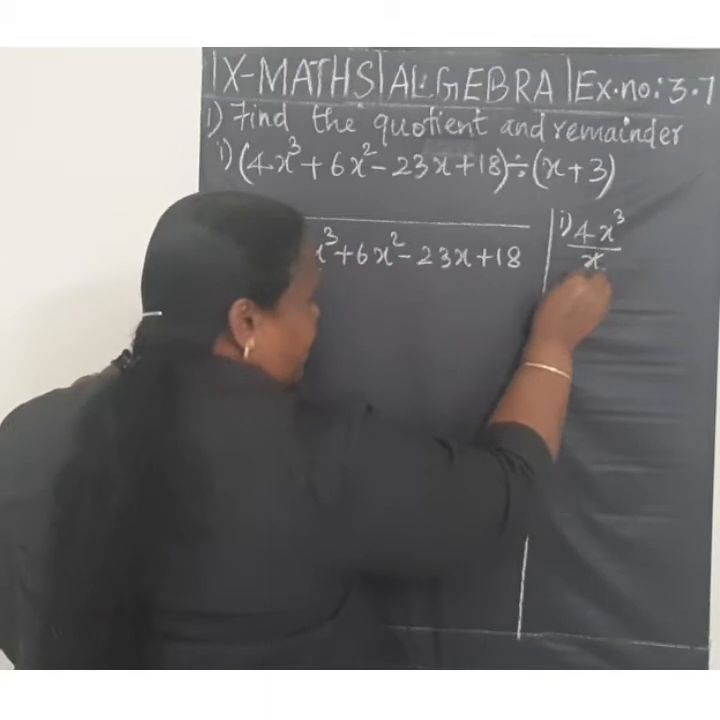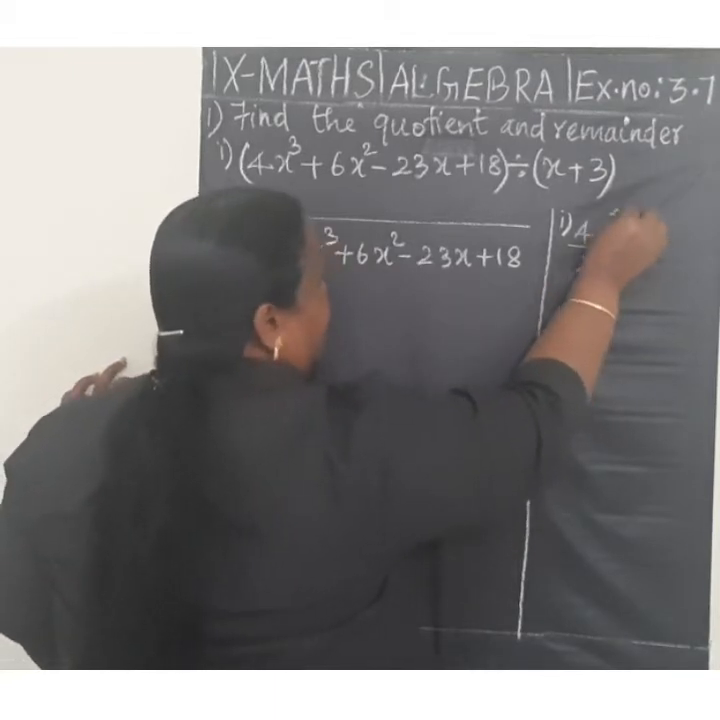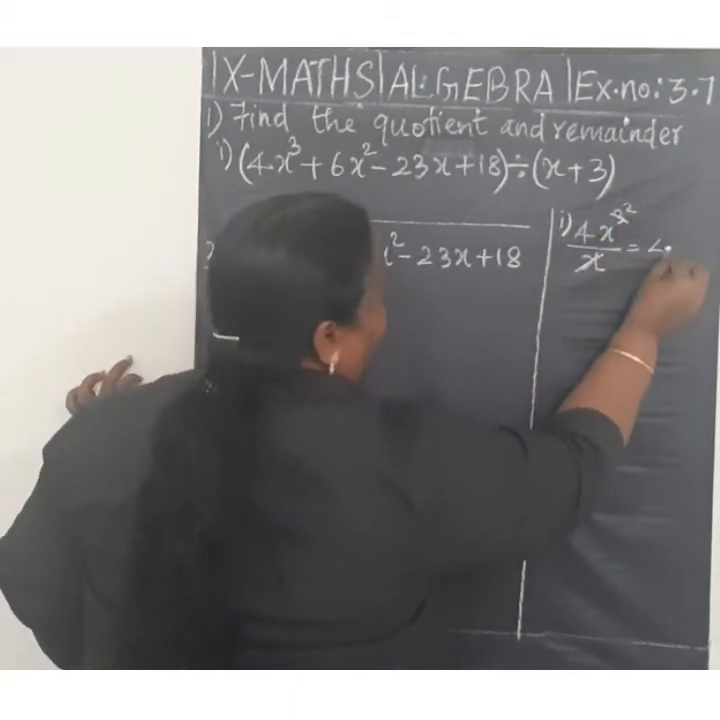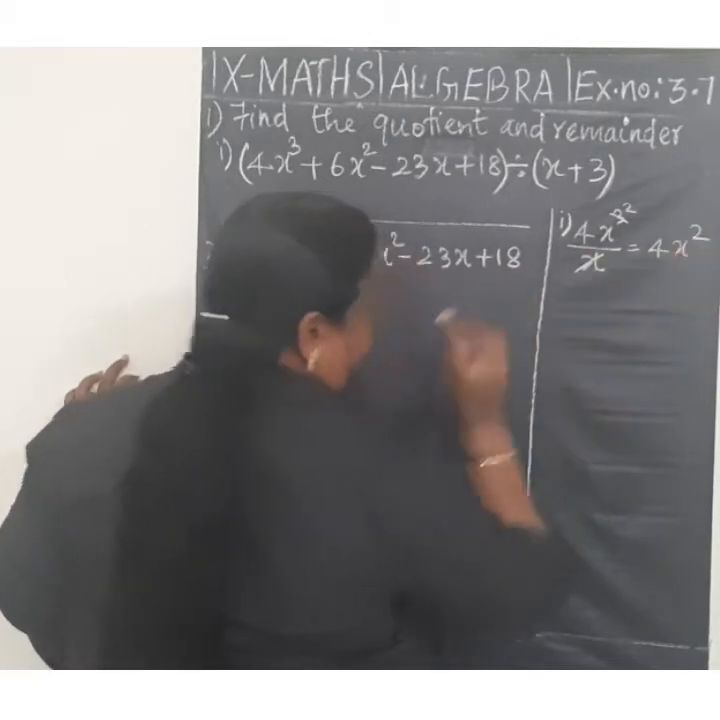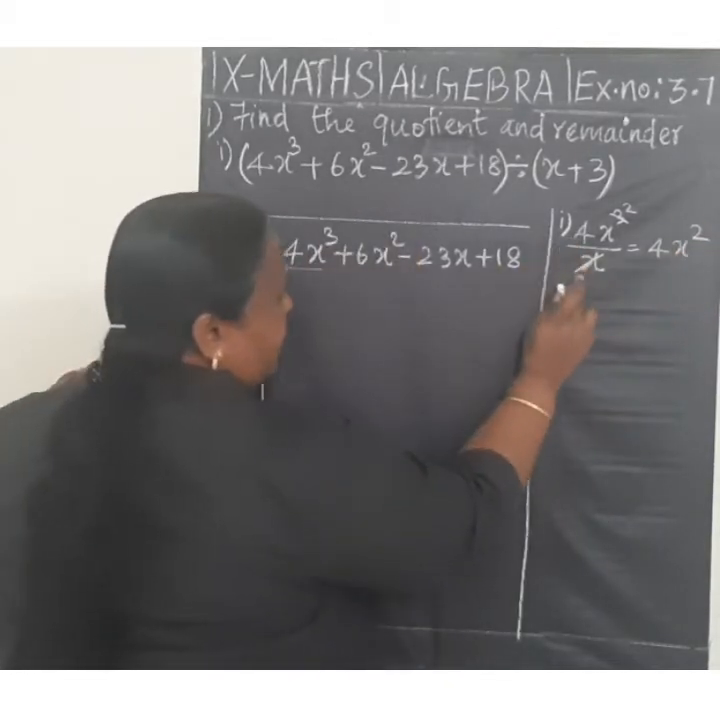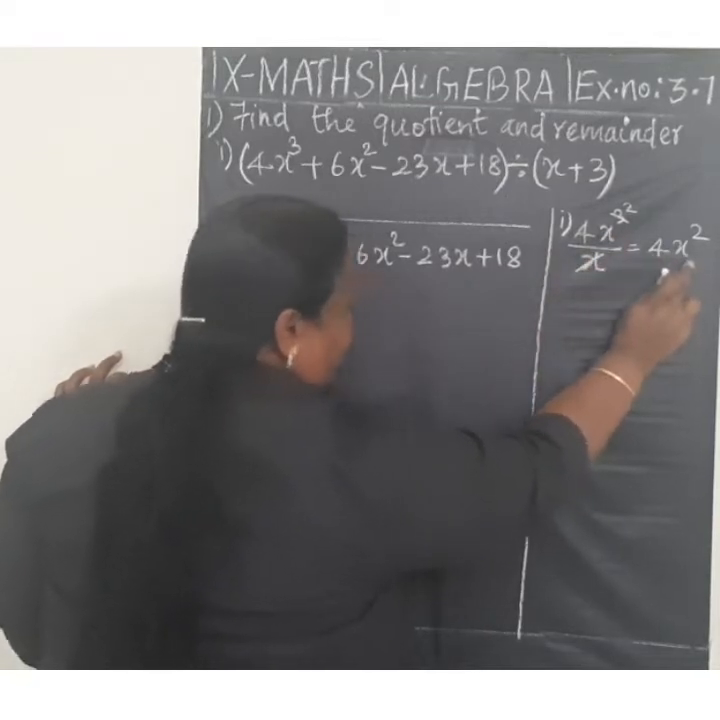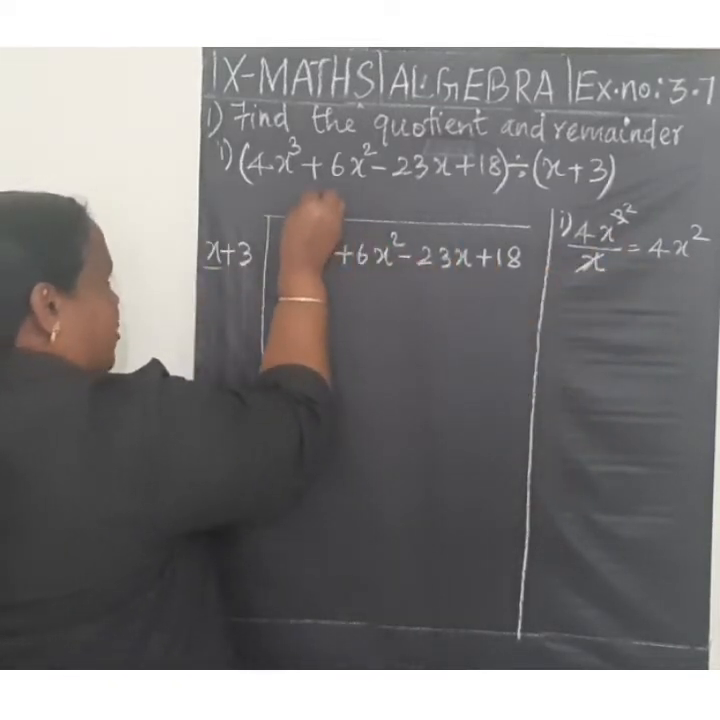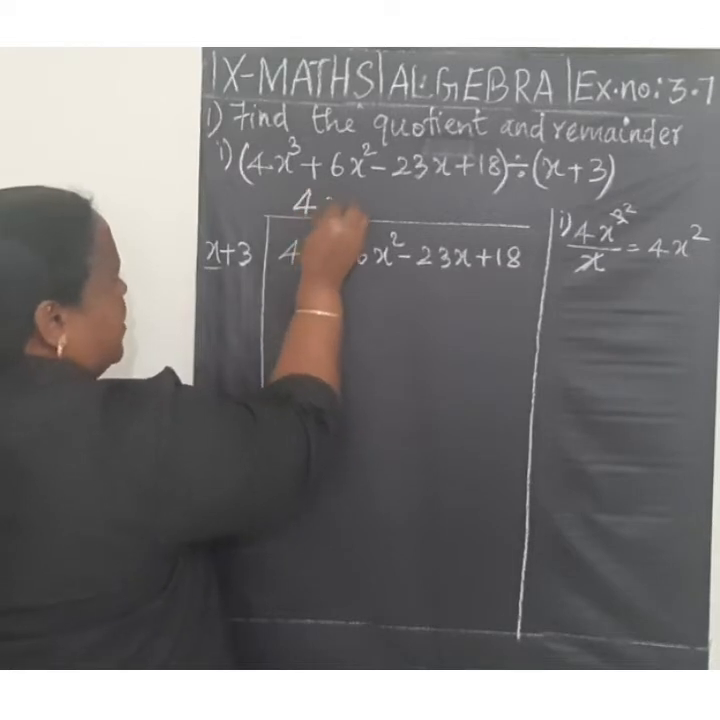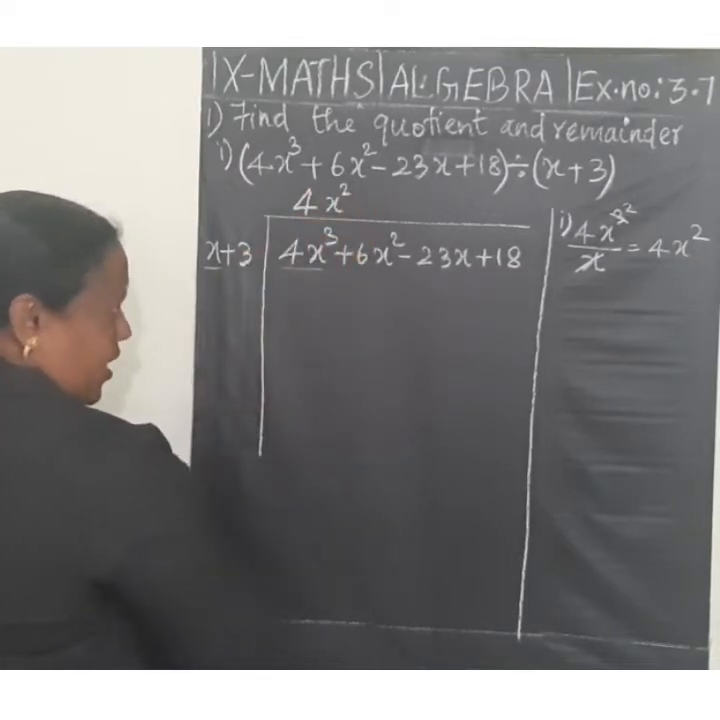So here 1x will go up. So then we will get here 4x square. When we are dividing 4x cube by x, we are getting 4x square. So here in the quotient, first we have to put the first term as 4x square.